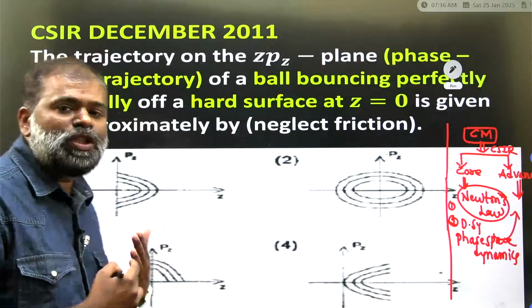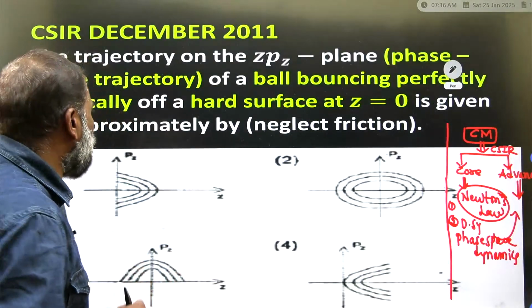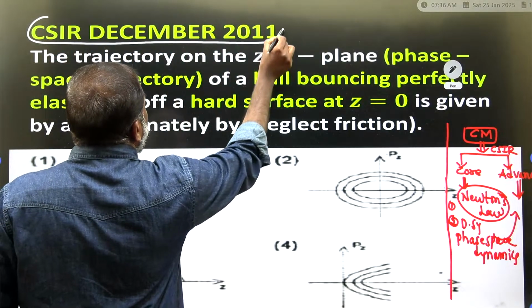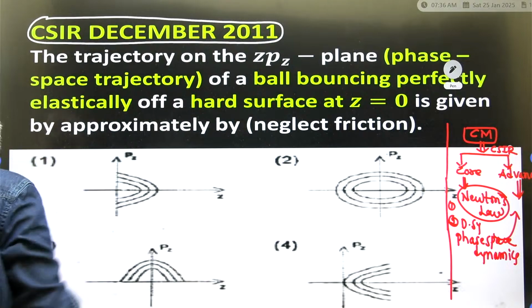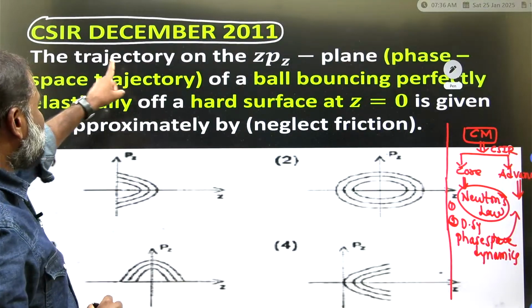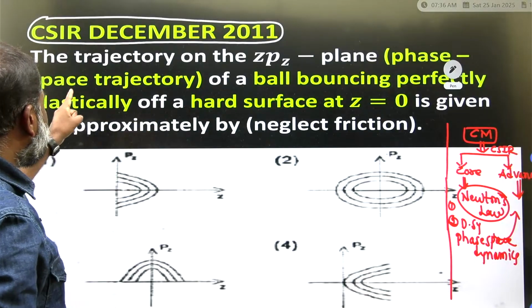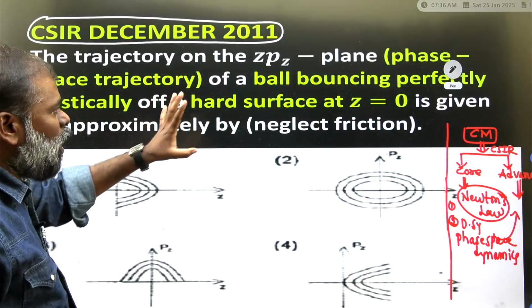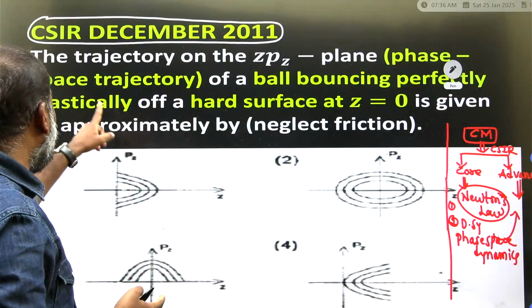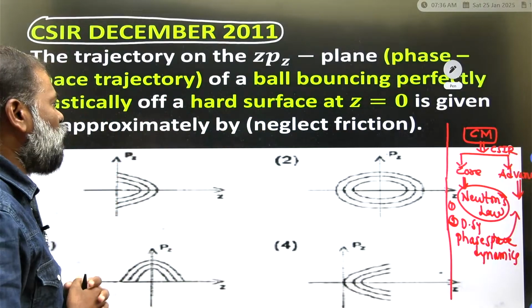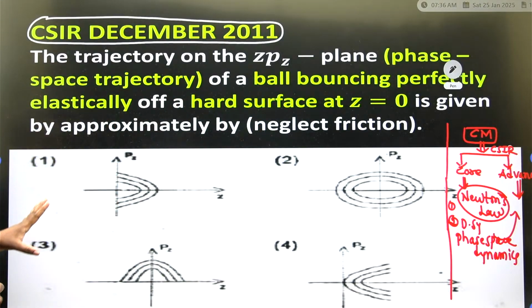One simple question I am taking for you. This question was asked in CSIR December 2011. The trajectory on the z-pz plane, the phase space trajectory of a ball bouncing perfectly elastically off a hard surface at z equal to 0, is given approximately by, neglecting friction. You have to neglect the friction.